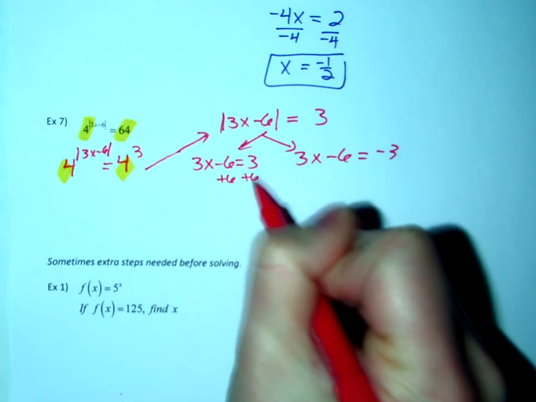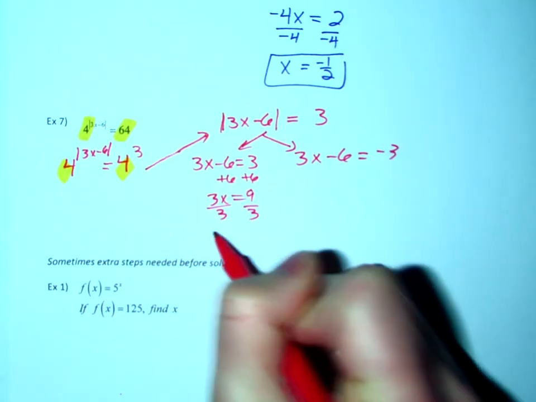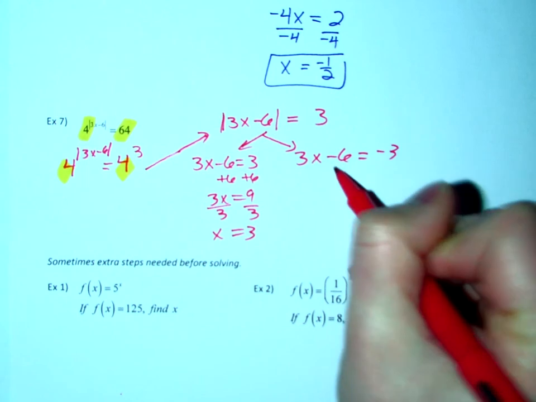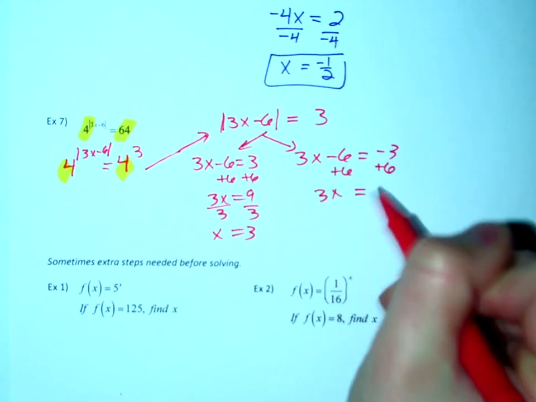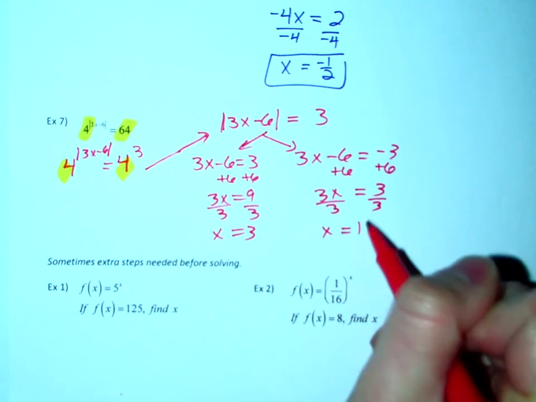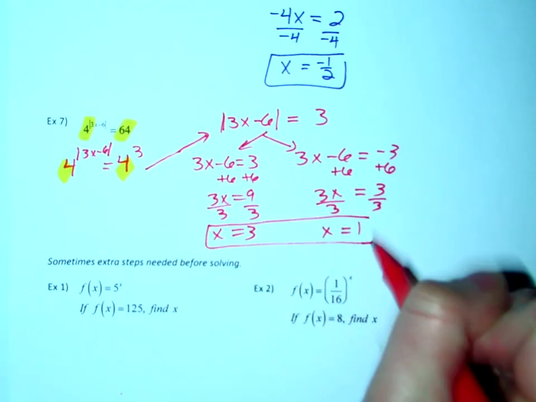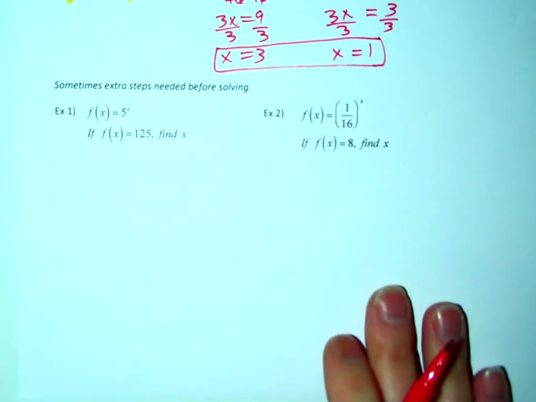So add 6. 3x equals 9, divide by 3, x equals 3, and we're going to do the same thing here. So add 6, and we have 3x equals 3, divide it by 3, x equals 1. So these are our 2 solutions. So remember with absolute values that you're going to need to split it up. All right?